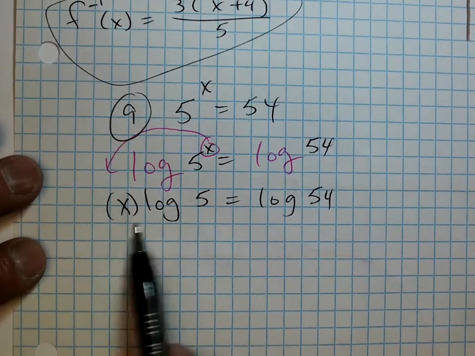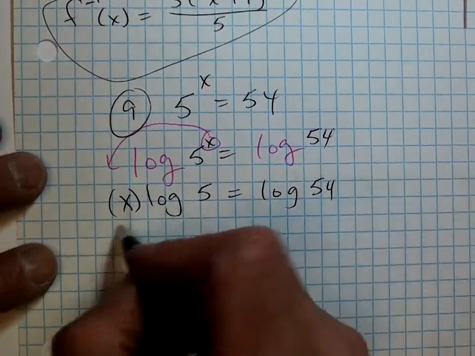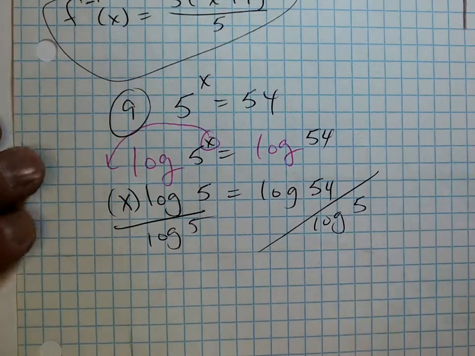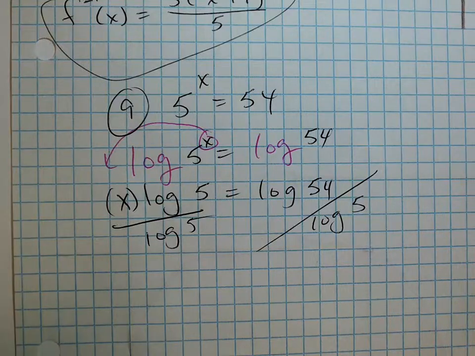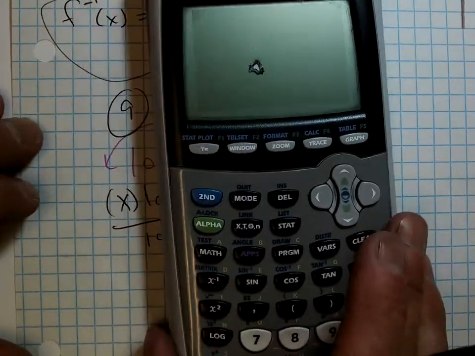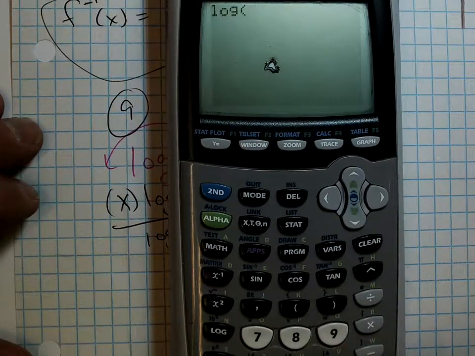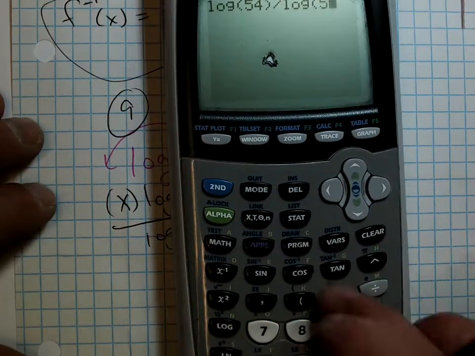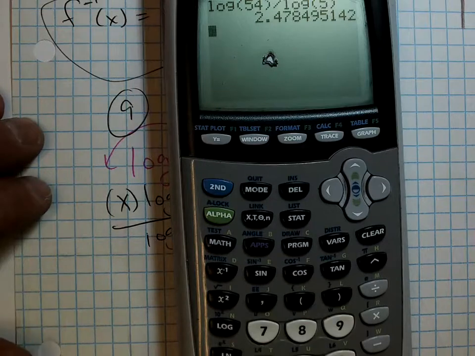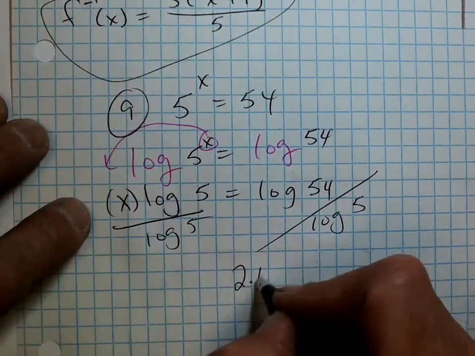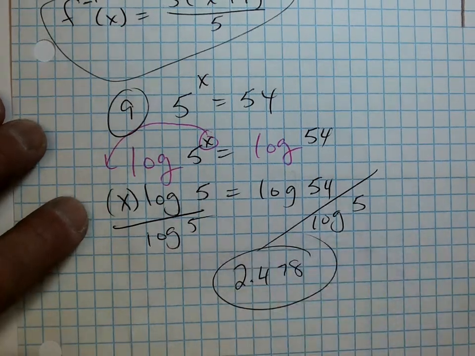Okay, we got to solve for x. We can solve for x by just dividing by log of 5, and just use your calculator. So what is log 54? Clear. What is log 54? Close your parentheses. Divided by log 5. And I get an answer of about 2.478.